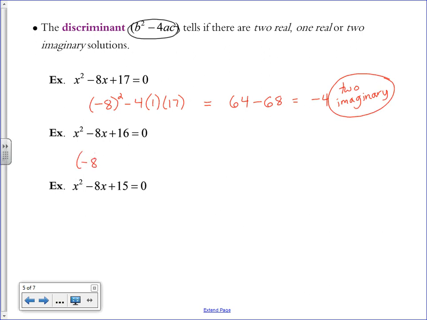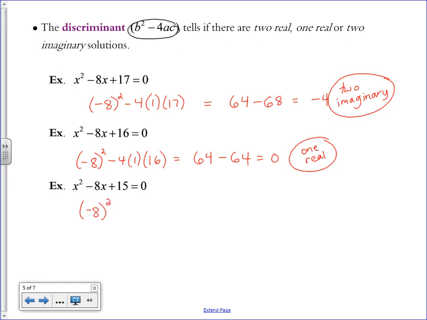Evaluate the discriminant here. b squared minus 4 times a times c. It equals 64 minus 4 times 16, which is 64. This equals 0. When you get a 0 underneath the square root sign, the plus or minus is going to go away with it, so there's only 1 real solution. And you can predict what this one will be. And you have b squared minus 4ac. This gives us 64 minus 4 times 15, which is 60. It's positive 4. And when we get a positive underneath the square root sign, there are 2 real solutions.